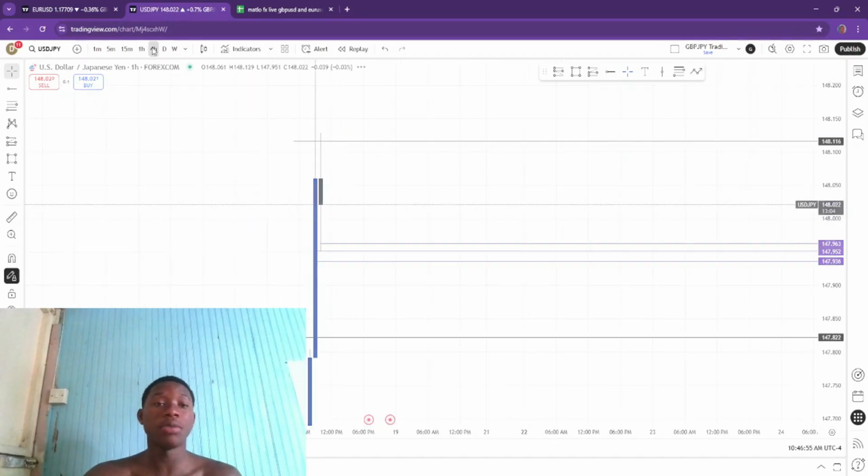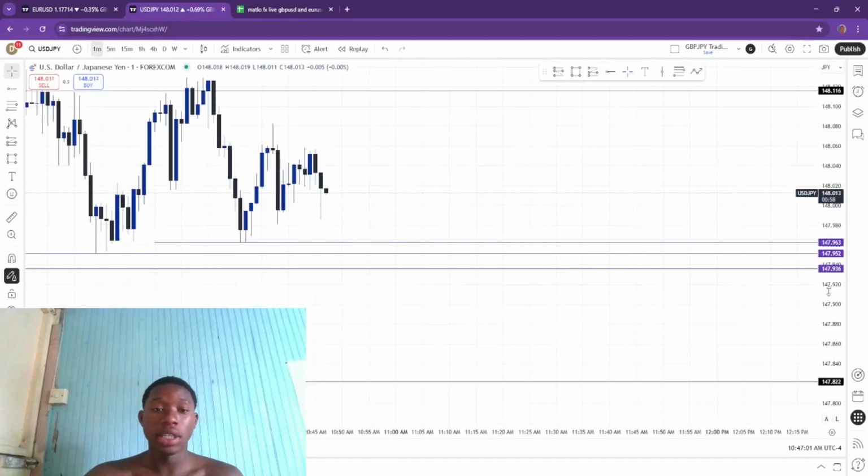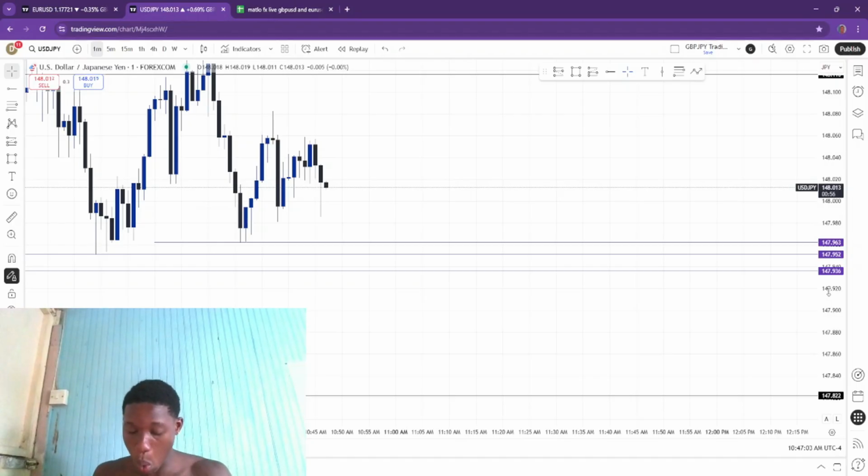to then go in an option, because 1 hour in an option, 4 hour in an option. So we're taking option trades on USD JPY. Let's see how this pans out.